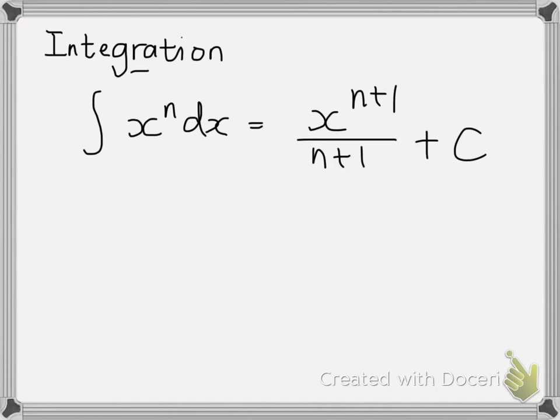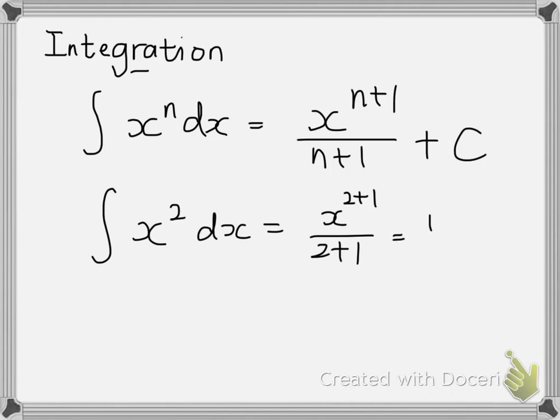So this is how the basic integration works. For example, if it is the integration of x squared dx, it just becomes x to the power 2 plus 1 over 2 plus 1. That gives you 1/3 x to the power 3 plus c. Okay, so if you have, let's say, 4x to the power 5 dx.